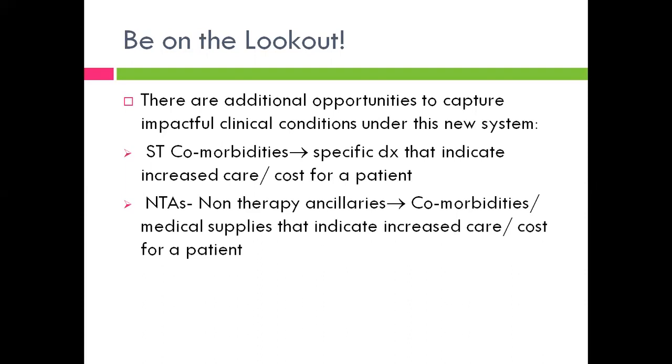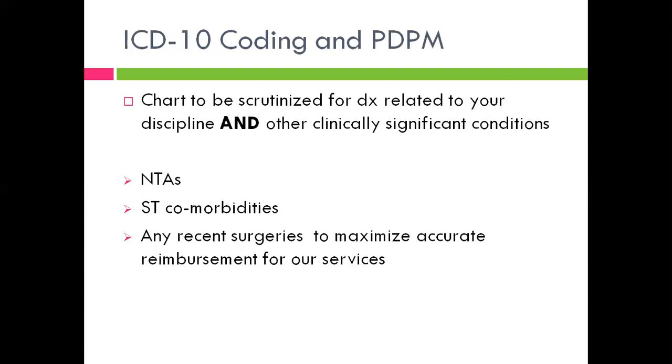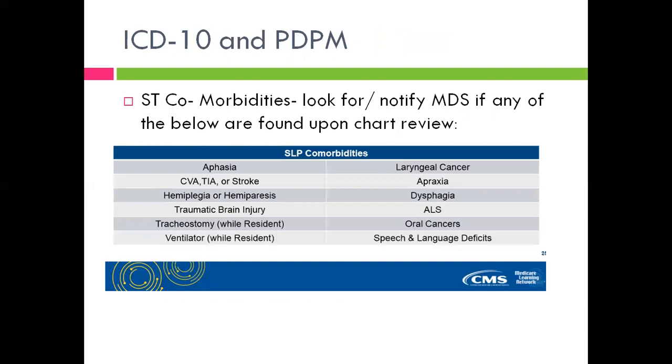So again, we want to help our facilities not leave any dollars on the table. Carefully look at the chart for diagnostic information related to your discipline and look for other clinically significant conditions. Again, we want to capture the non-therapy ancillaries, speech comorbidities, and any recent surgeries that might impact the reimbursements for our facilities. So we've been talking about speech comorbidities, and here's what they actually are.